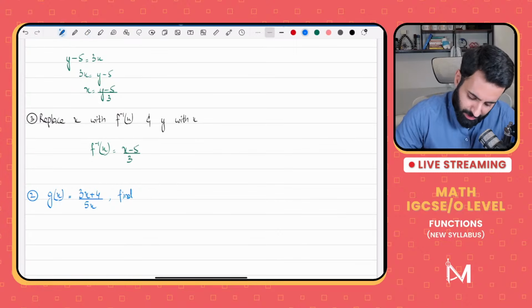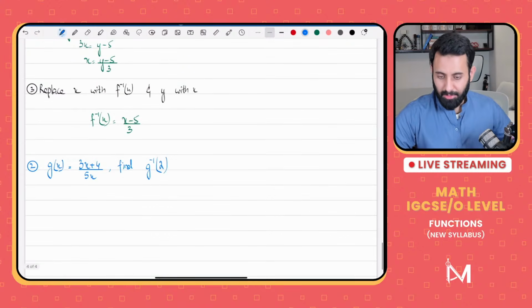Okay, I'm going to change the question slightly. Let's cover 2 concepts at once. It's g inverse of 2.